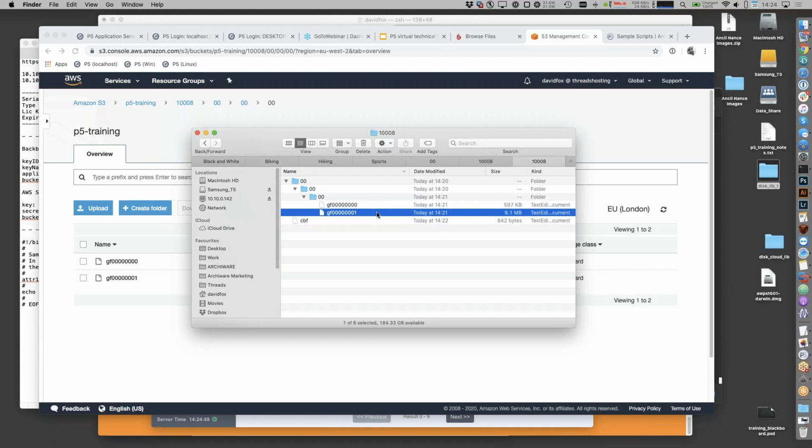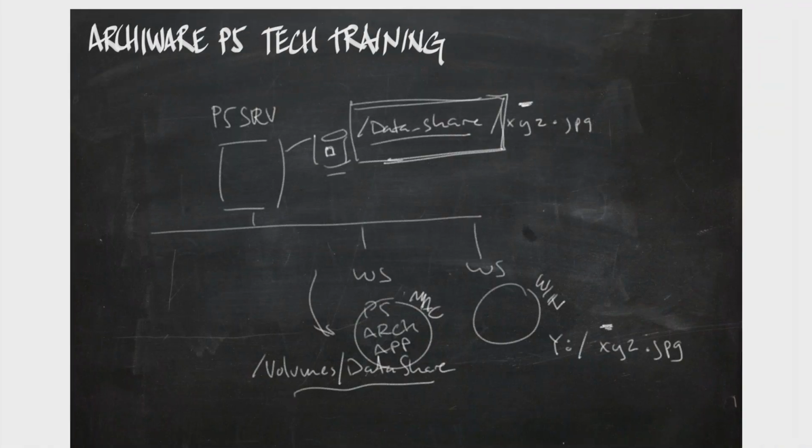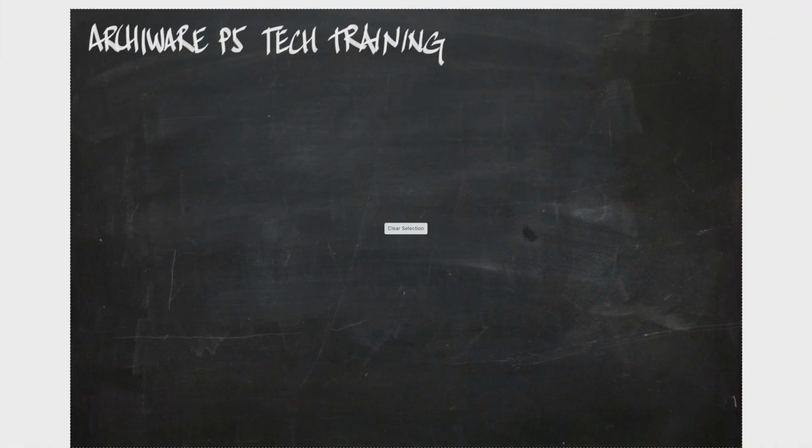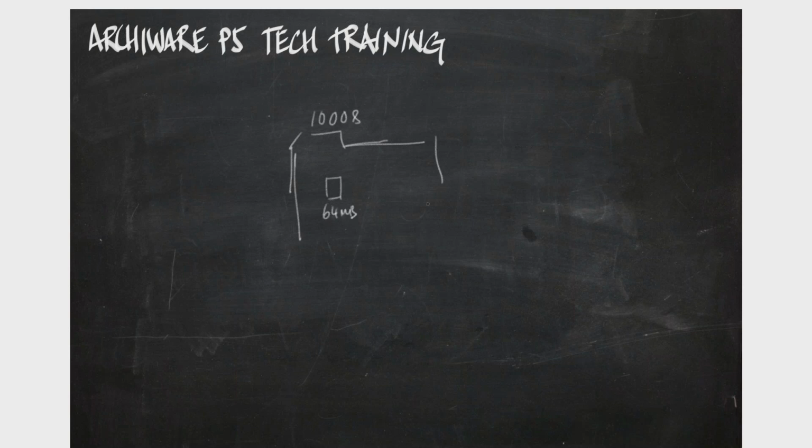I'm hoping that this is coming across. I could maybe try and illustrate this in here. So basically we've got this volume, we've got this folder, which is called 10,008, which is basically just a volume ID. So we've got this folder sitting on our storage. Inside this storage, we basically have these 64 megabyte units of storage, which exist as separate files.